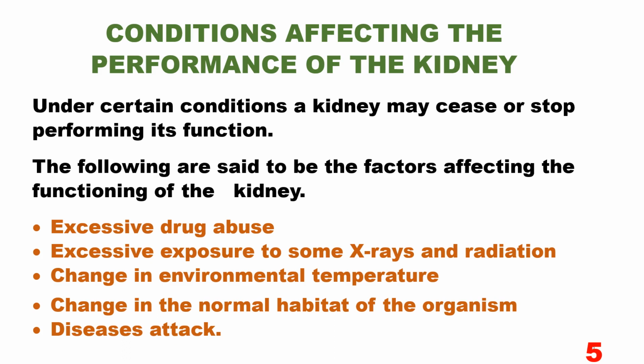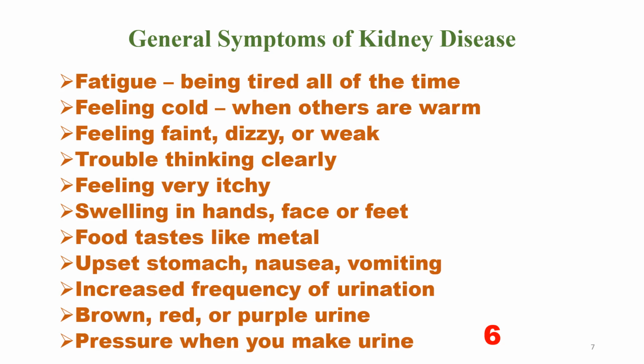If the kidney has any disease, it affects its performance. The volume of urine increases. Brown, red, or purple urine. Normally urine is supposed to be colorless, so the color will be changing. Once urine changes from colorless to brown, red, or purple, it's an indication that there is a kidney problem.